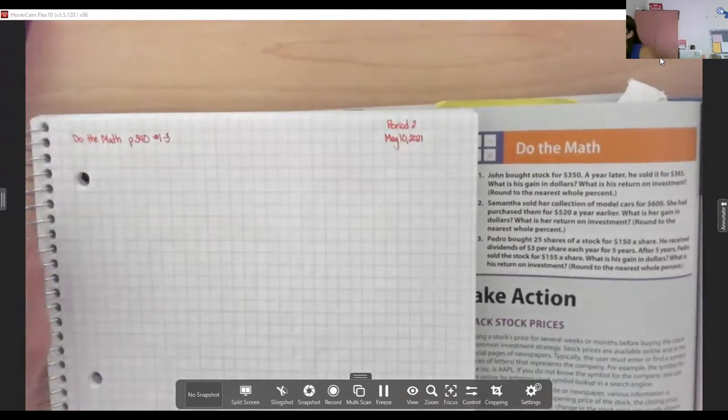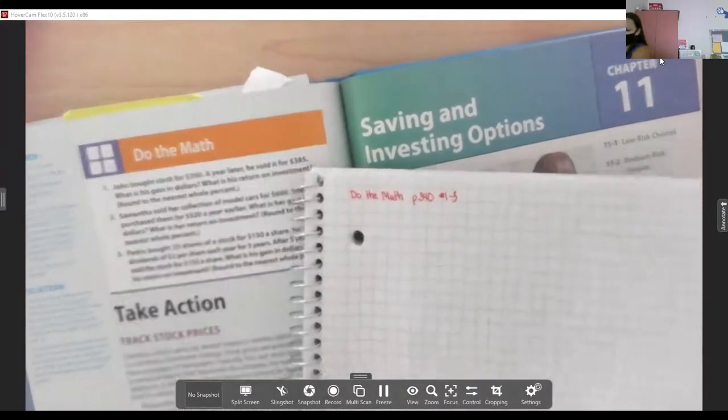All right, so number one, John bought stock for $350. A year later, he sold it for $385. What is his gain in dollars and what is his return on investment?